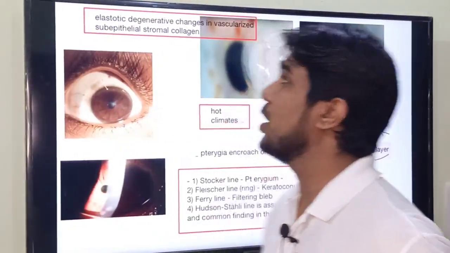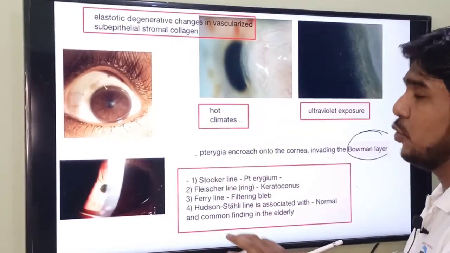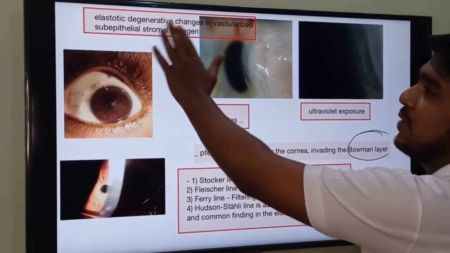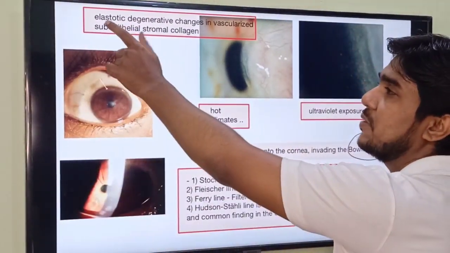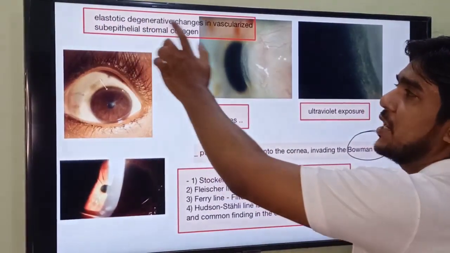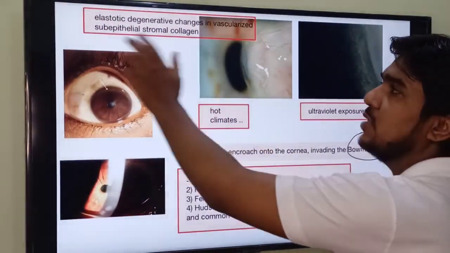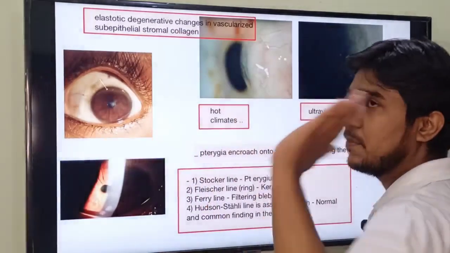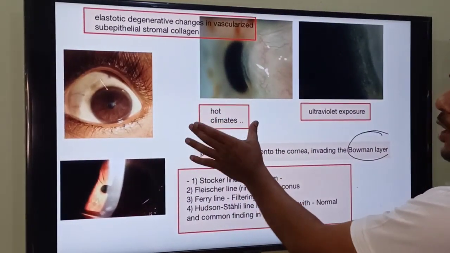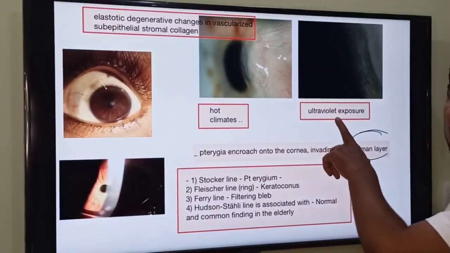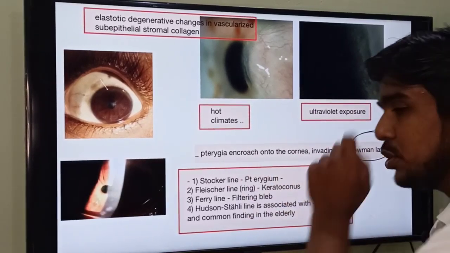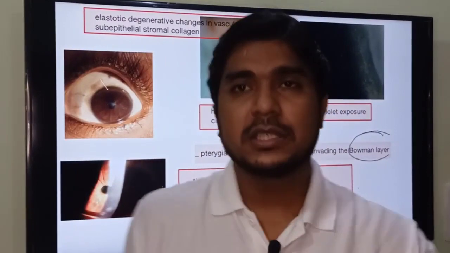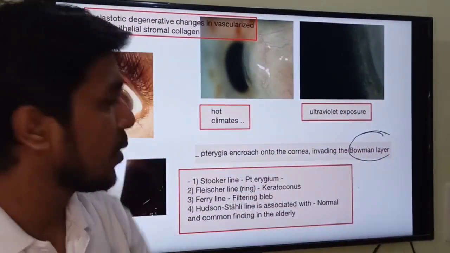Now coming to this point, very important, just remember these 3 to 4 things. Pterygium is defined as elastotic degenerative changes in vascularized subepithelial stromal collagen. This is important. This occurs in hot climates and upon exposure to ultraviolet rays. Pterygium encroaches onto the cornea at which layer? The answer is Bowman's layer.